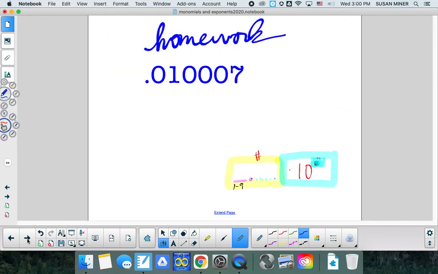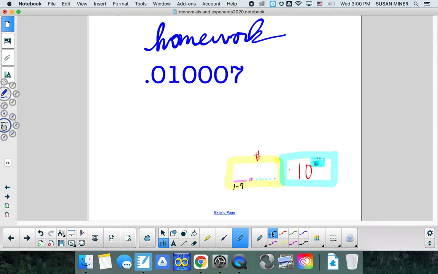Okay, let's do one more off of your homework. Let's do this problem right here. We want to write it in scientific notation. A good idea would be to practice with your own. Pause the video, practice on your own, see if you can write it in scientific notation, and then check your work and see how you did.